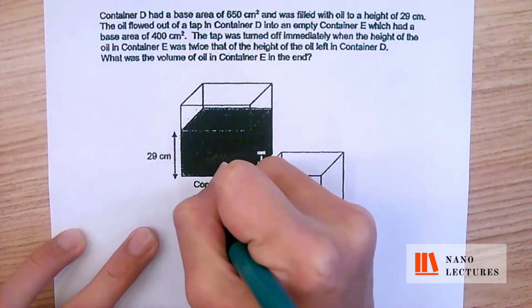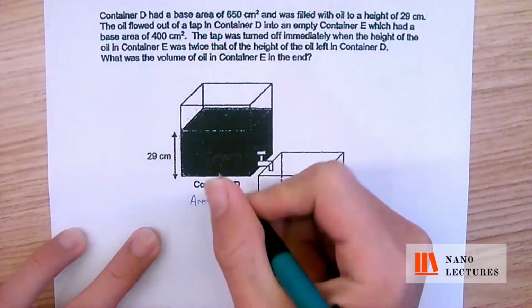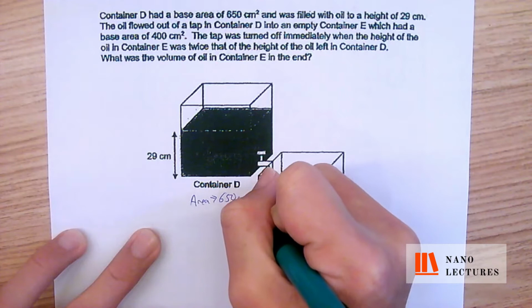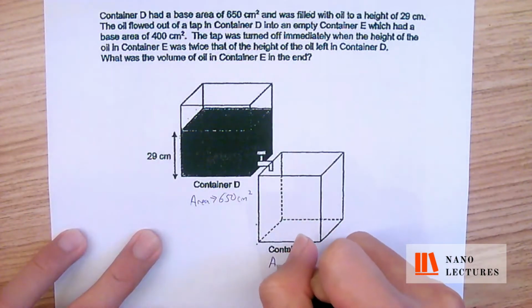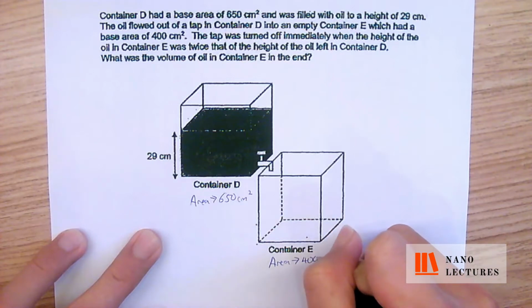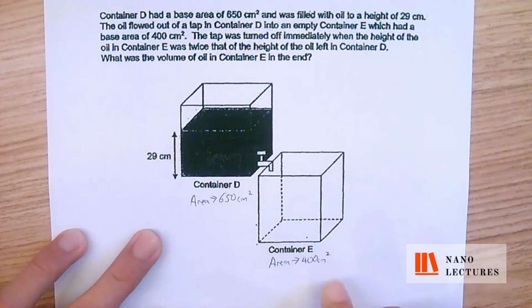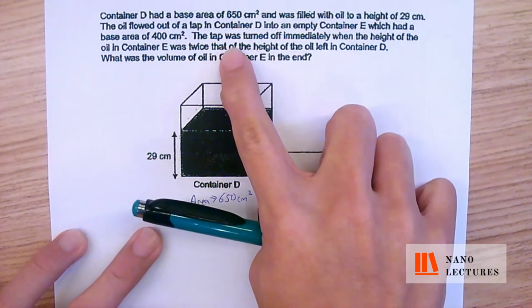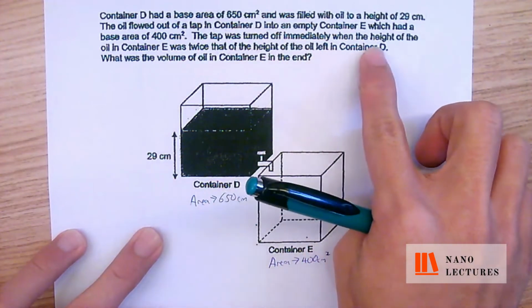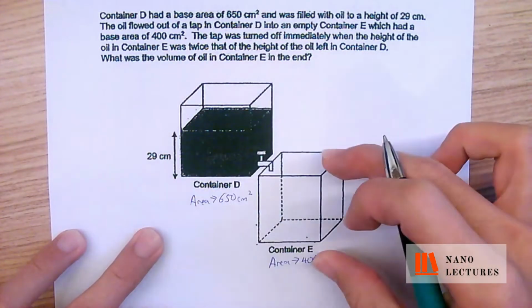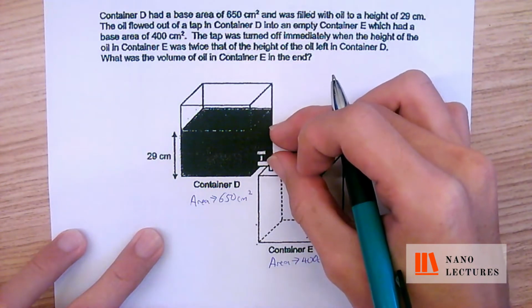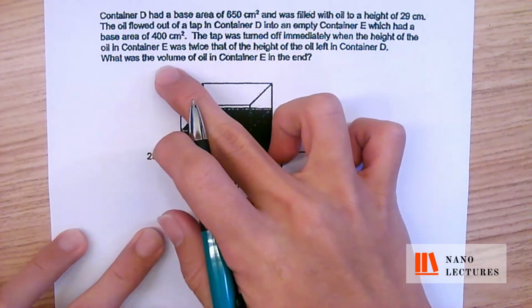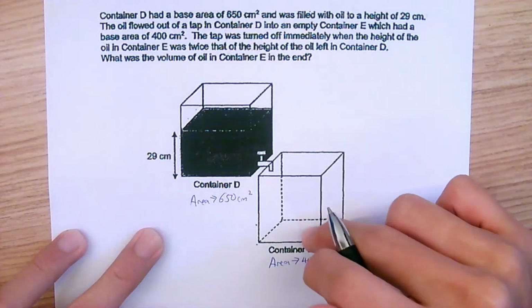So area for D would be 650 cm square, and the area for E would be 400 cm square. So I'm going to put here area 400 cm square. After this, then proceed. They say that the tap was turned off immediately when the height of the oil in container E was twice the height of the oil left in container D. They asked what was the volume of oil in container E in the end.